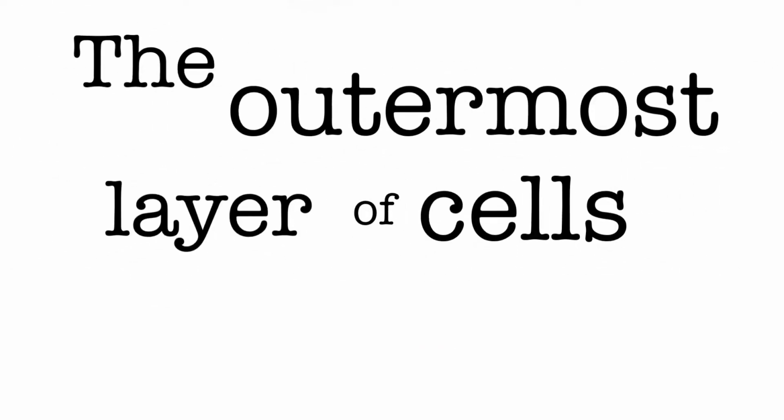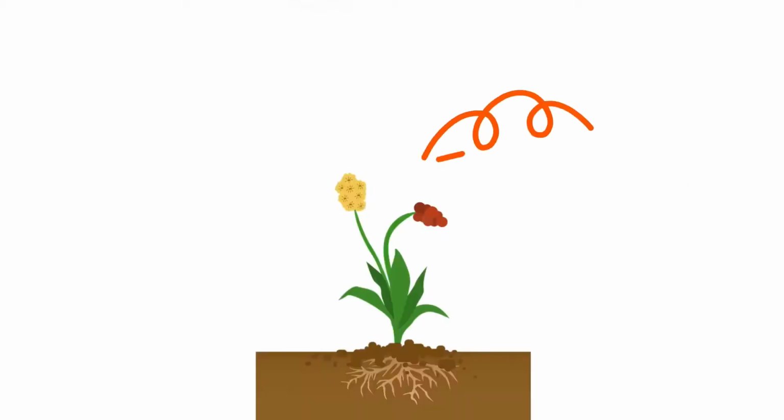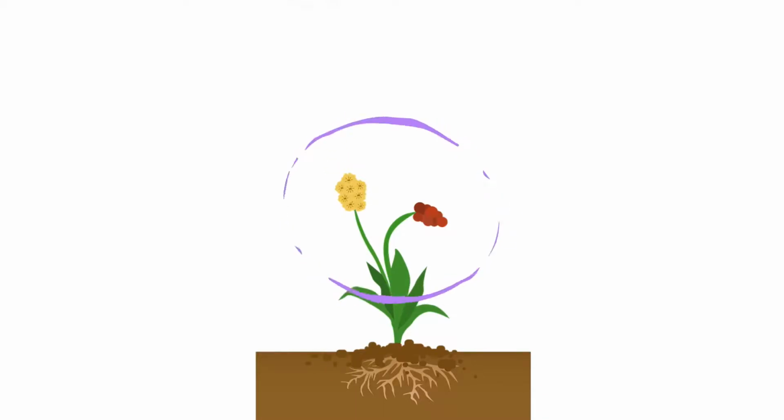The outermost layer of cells is called the epidermis. The entire surface of a plant has an outer covering of epidermis. It helps to protect the parts of the plant. The epidermal cells form a continuous layer without intercellular spaces. This is because epidermis has a protective role to play.